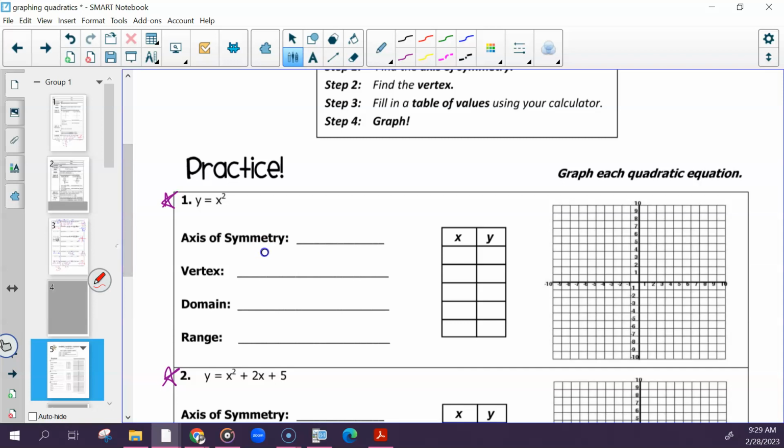So our axis of symmetry, we don't have a B. We also don't have a, oh, sorry, it'd be A, not C. So our axis of symmetry is going to be what? 0, x equals 0. If I put 0 back in, what would my y value be? Also 0. So our vertex is going to be 0, 0. Whatever the vertex is, you're going to put it in the middle.